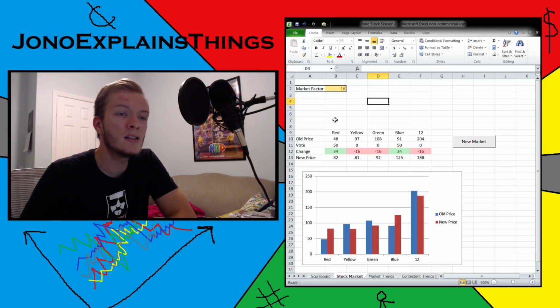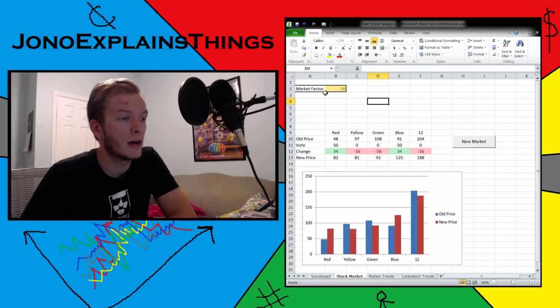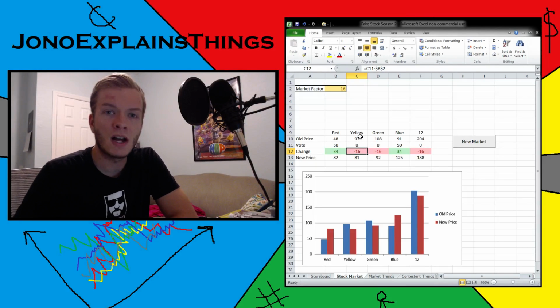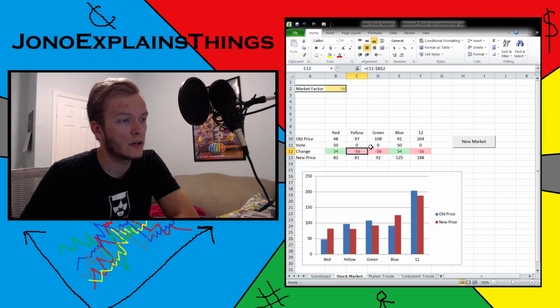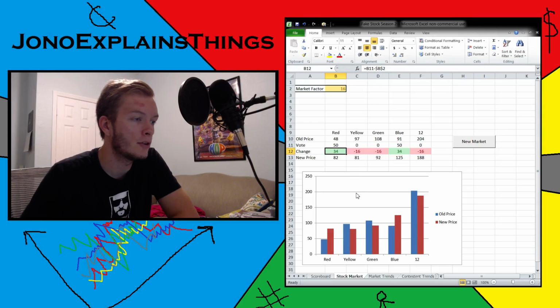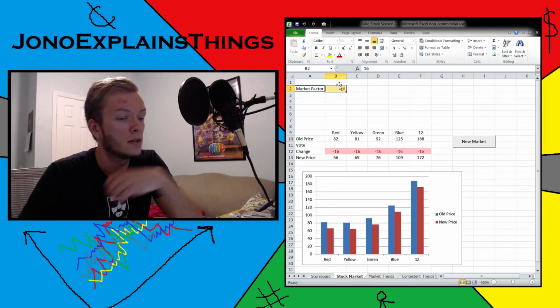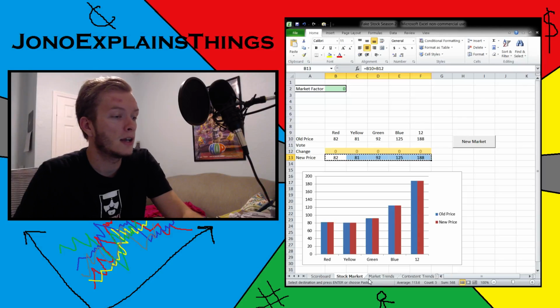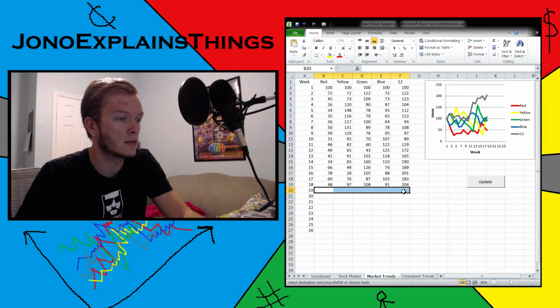You can see that it's still in that sort of moderate range, but it is pretty much the lower bound of the moderate range. So we can see that the stocks that did not receive any votes are going down by 16, but we did see a 34-point increase for all of the stocks that were voted for. So if we hit new market here, zero out the market factor, and then we can grab these and copy them into the market trends.